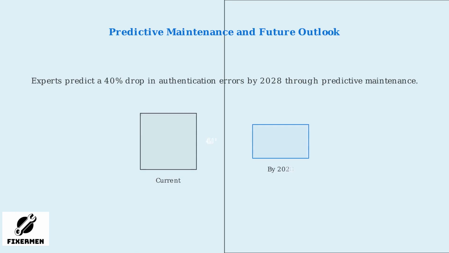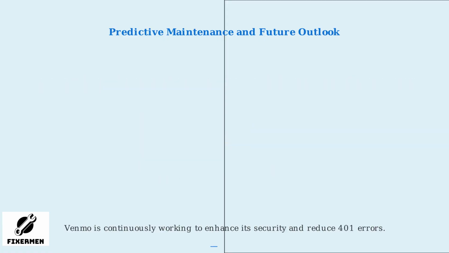Experts predict a 40% drop in authentication errors by 2028 through predictive maintenance and improved security protocols. Venmo is continuously working to enhance its security and reduce the occurrence of 401 errors. Stay updated with the latest app versions and security recommendations.